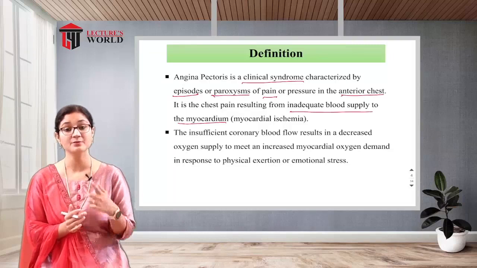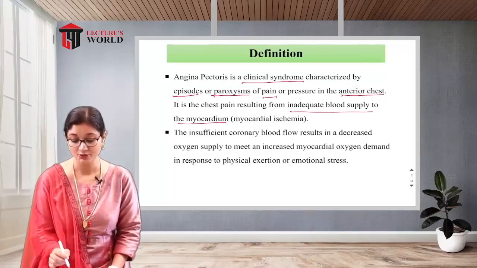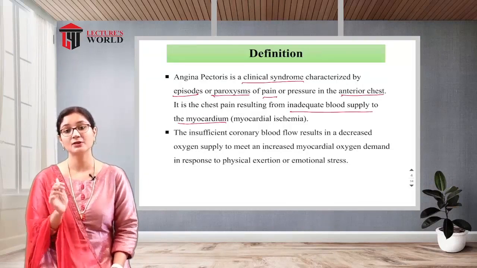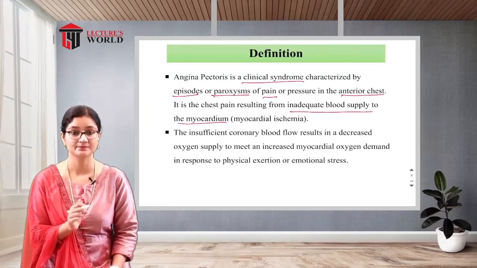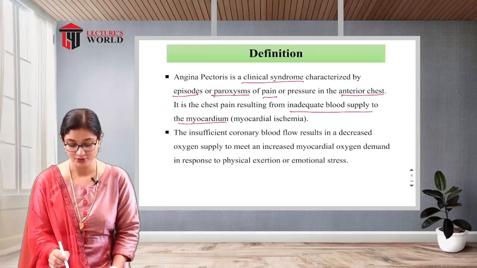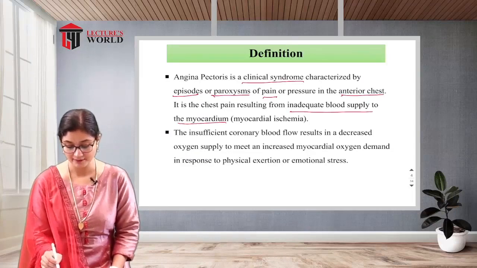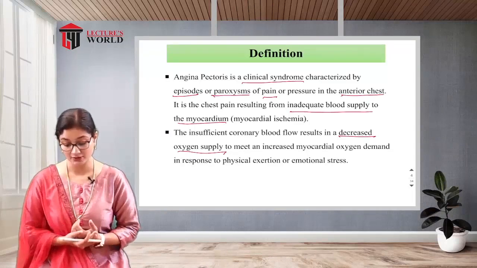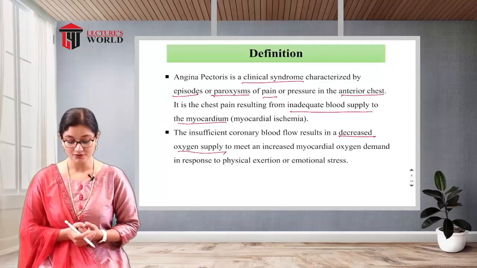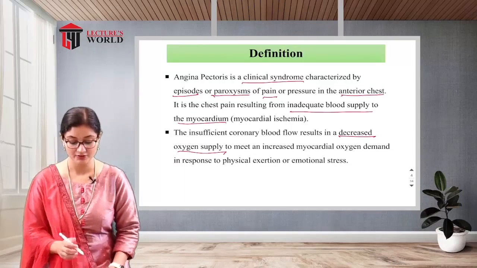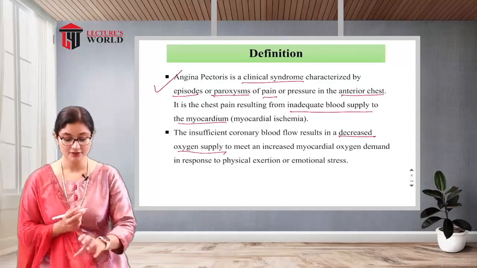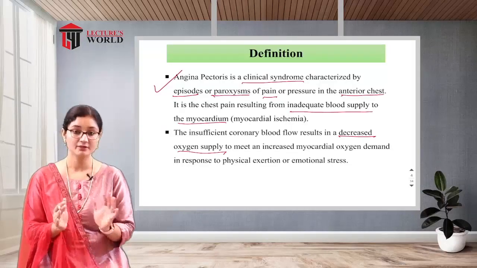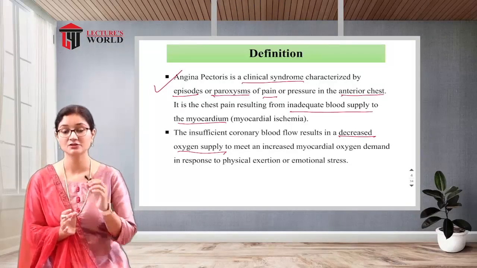And why is it happening? Because it is chest pain resulting from inadequate blood supply. The myocardium is not getting adequate blood supply, and that's why. Clear enough? The insufficient coronary blood flow results in decreased oxygen supply to meet an increased myocardial oxygen demand in response to physical exertion or emotion. So when you are writing the definition, this is enough. But just a further point which is described, the coronary blood flow is insufficient.